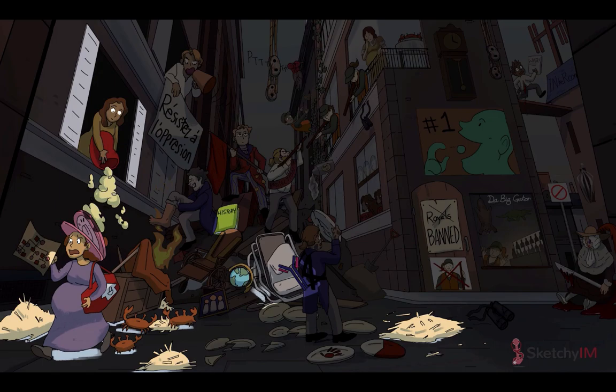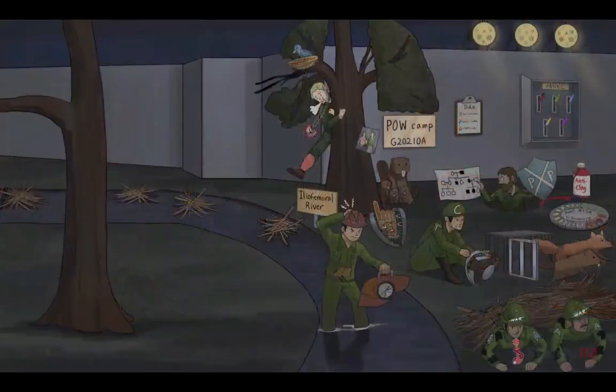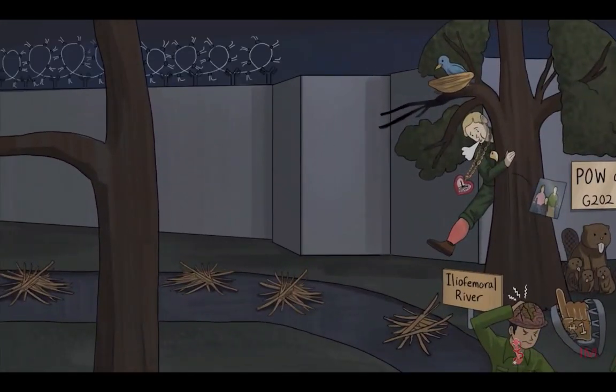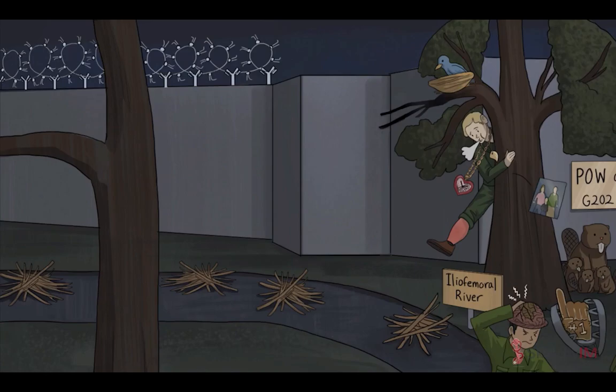Since we've discussed those acquired hypercoagulable states at length in our DVT sketch, seriously, go check it out if you haven't yet. We'll focus on the one that we haven't talked about yet: antiphospholipid syndrome. Antiphospholipid syndrome is an autoimmune hypercoagulable disorder characterized by the presence of, well, antiphospholipid antibodies, represented by these antibody shaped poles up on this wall. These autoantibodies promote thrombosis through their procoagulant interaction with protein C, tissue factor, and platelets.